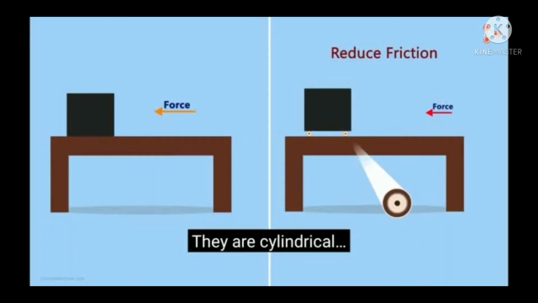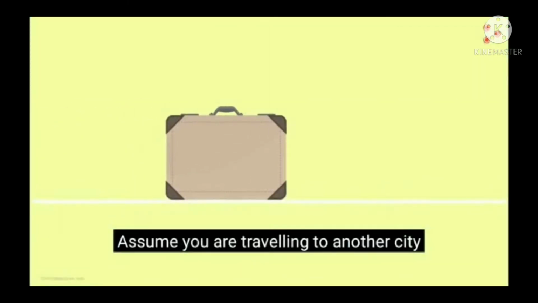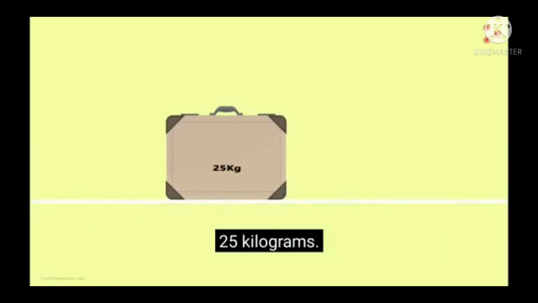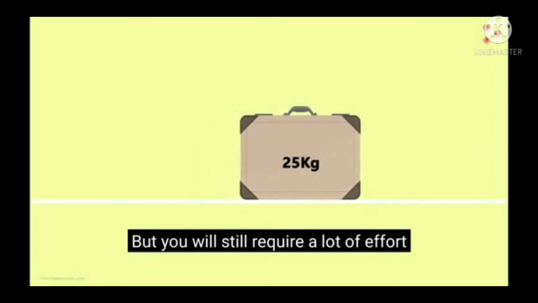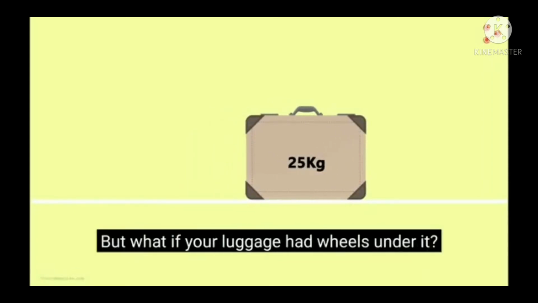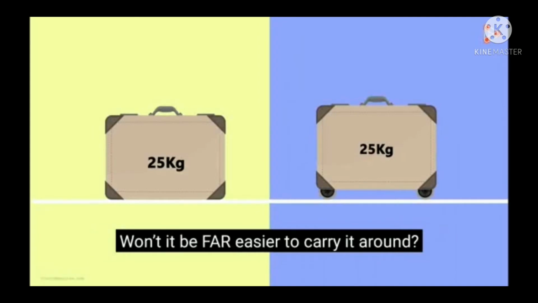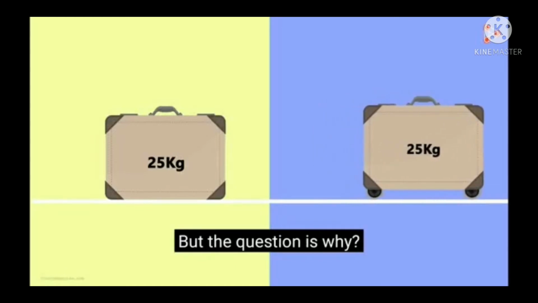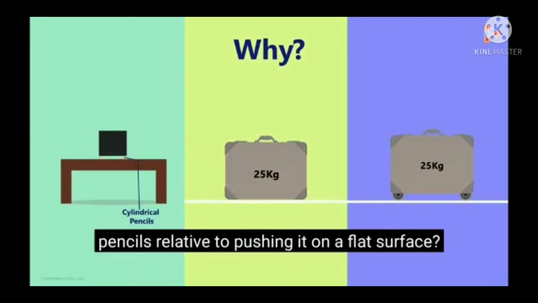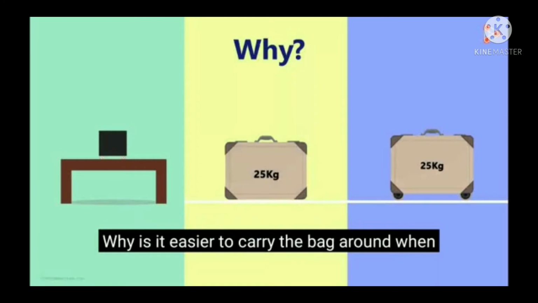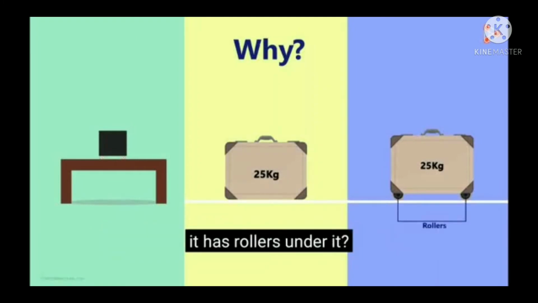They are cylindrical. Assume you are traveling to another city and you are carrying luggage weighing around 25 kilograms. If you're unable to carry the bag, the only option you have is to drag it on the floor, but you will still require a lot of effort to drag your bag. But what if your luggage had wheels under it? Won't it be far easier to carry it around? Yes, it'll be easier. But the question is why? Why is it easier to roll a box over cylindrical pencils relative to pushing it on a flat surface? Why is it easier to carry the bag around when it has rollers under it? Hold on to this thought. I'll come back to it.